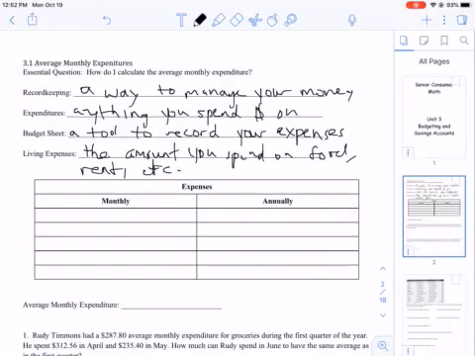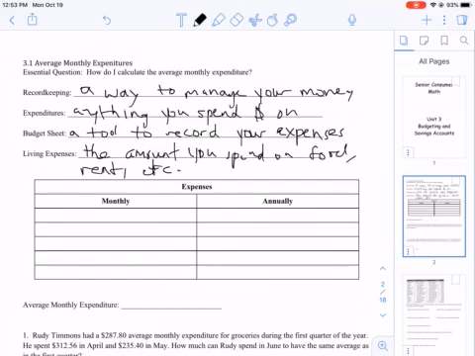Hello everybody, this is section 3.1, average monthly expenditures. So our essential question is, how do I calculate the average monthly expenditure? So here's a little bit of vocabulary for you.